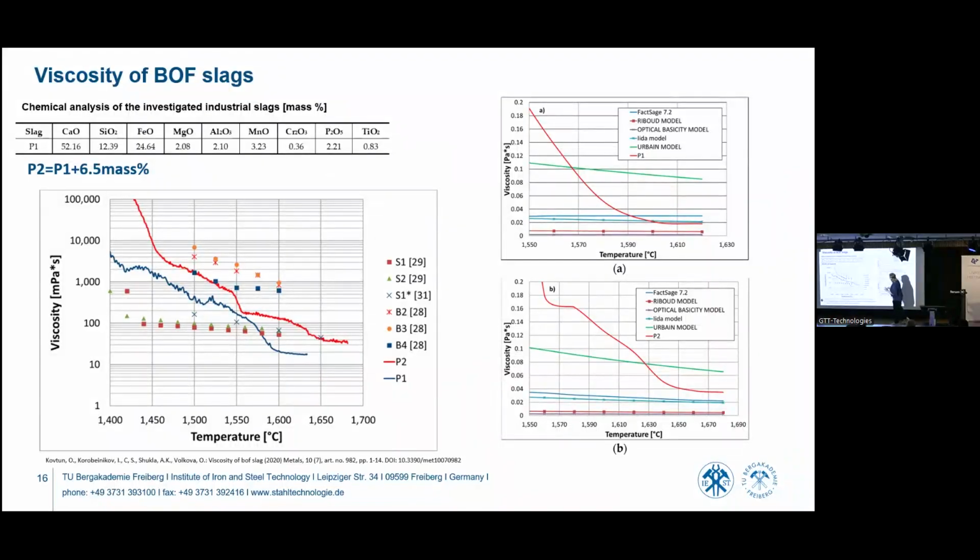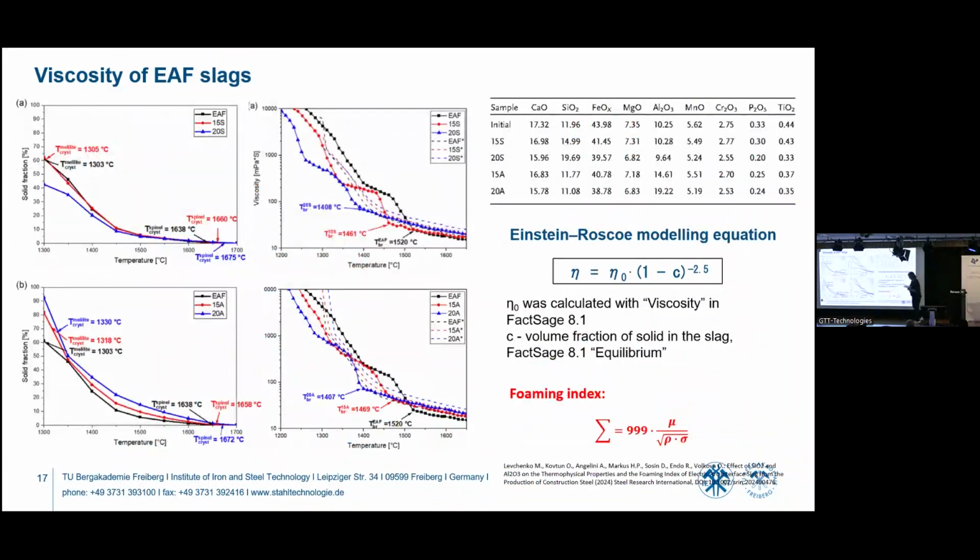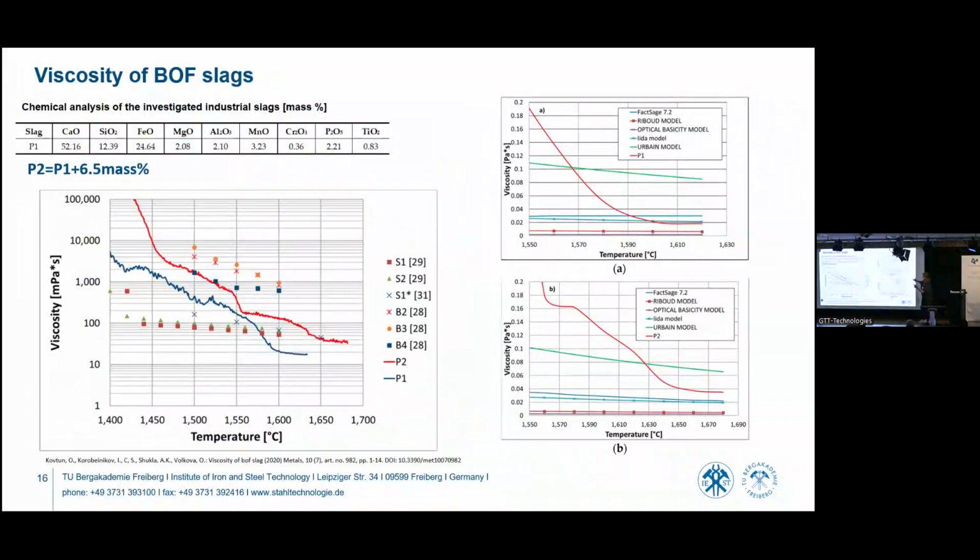Okay, what we can see here is our measurement, a comparison with the literature, and after that, we calculate viscosity with different models from literature and with FactSage. In this case, it was the old FactSage version 7.2. And what can we see? In the liquid determined ratio, the calculated viscosity is near to the measured. But after the breaking point, it's not good.